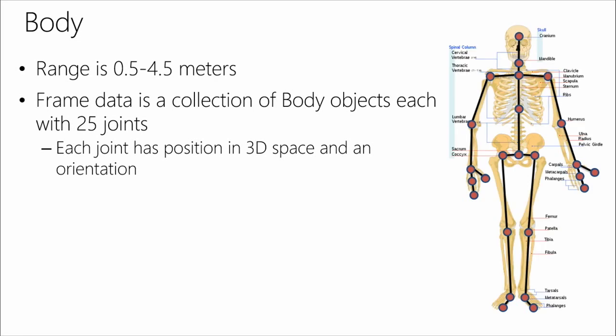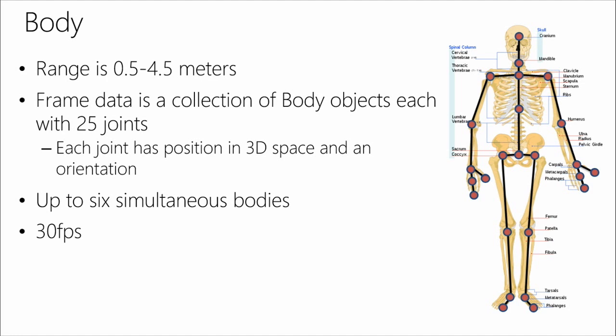We give you up to 6 simultaneous bodies. Before in V1, we tracked 2 bodies at a time. We tracked 6 bodies, but we only gave you 20 detailed joints for 2 bodies at a time, and you had to rotate through them. We now give you all that information for the 6 simultaneous bodies. It's built on top of IR and depth, so it gives you the same frame rate of 30 frames per second.